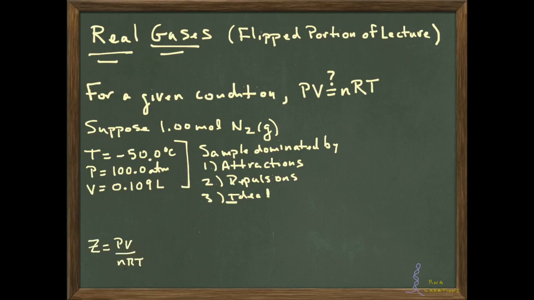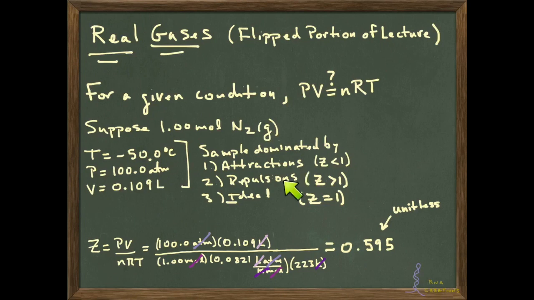In order to evaluate this, we calculate Z, which is equal to PV over nRT. If PV equals nRT, then Z will be 1. If Z is less than 1, the sample will be dominated by attractions. If it's greater than 1, by repulsions. And again, if it's equal to 1, ideal.